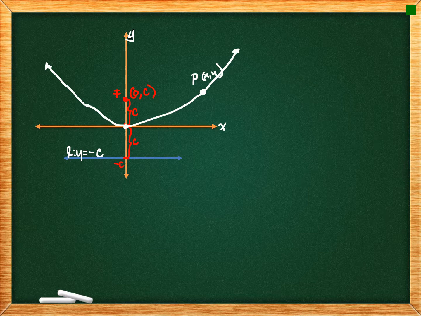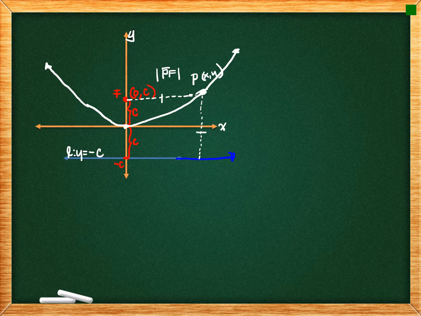Okay? And because this point belongs to the parabola, let's try to extend our directrix first. We extend our directrix to the right. So if point P is on the parabola, therefore we can say that the distance of P to F would be equal to the distance of P to line L. Okay, this distance here. Therefore, this and this are equal.